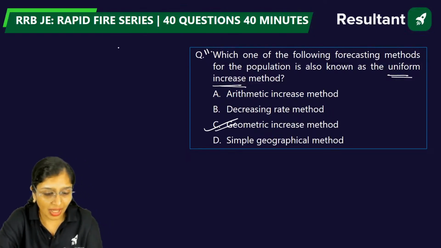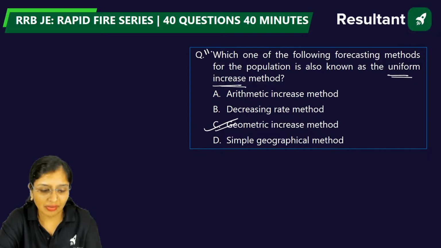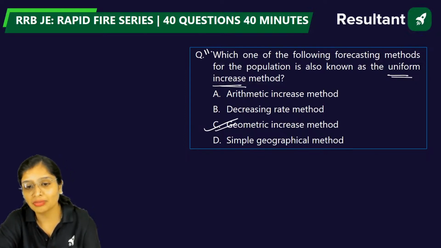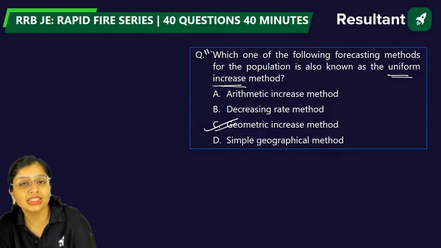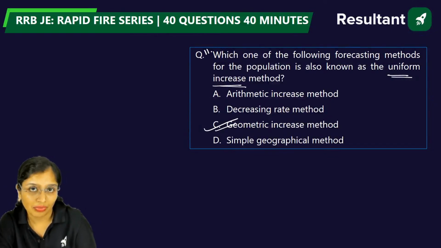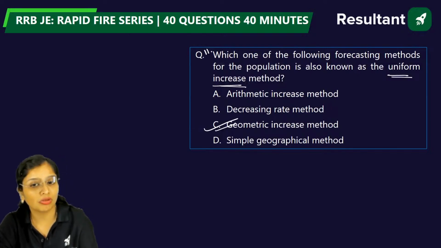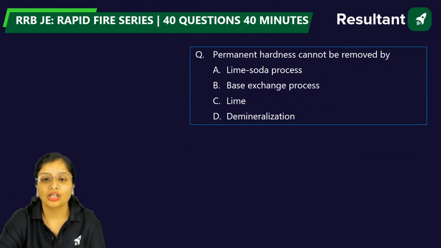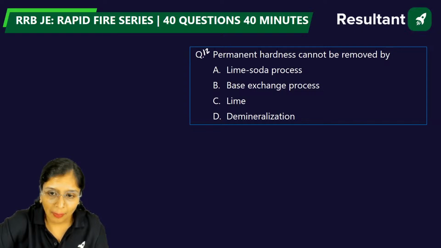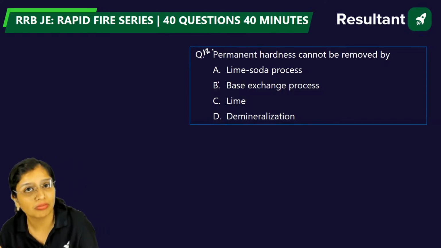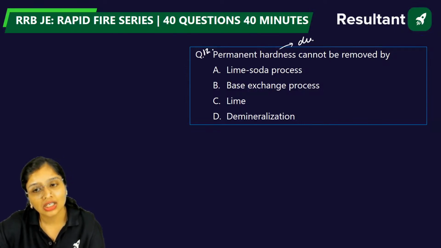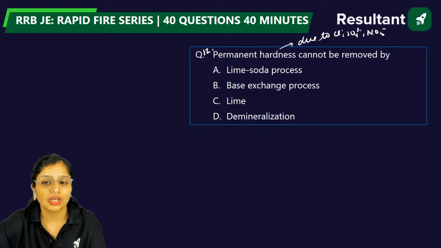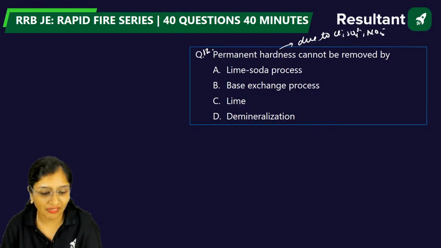The other name for population forecasting method of geometric increase method is uniform increase method. Okay, so remember the other name of it as well. Now, talking about question number 12, permanent hardness cannot be removed by. Permanent hardness is caused due to the chlorides, sulfates, nitrates. So it cannot be removed by which one, guys?